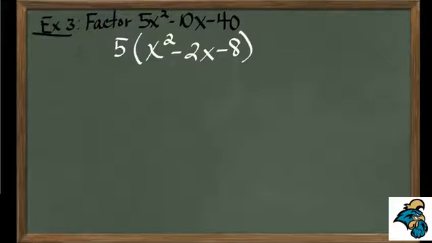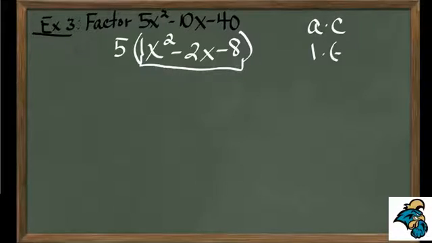Like I said before, sometimes you will factor out a greatest common factor, and then you still have to factor a little bit further. So I'm looking at this trinomial, x squared minus 2x minus 8, and I want to see if I can factor it. Remember, the first step is to multiply a times c. So in this case, my a is a 1 again. So 1 times a negative 8 gives me negative 8.